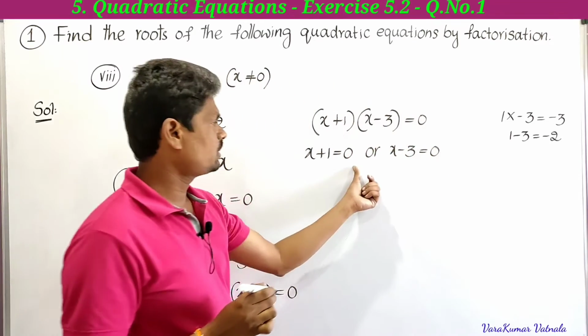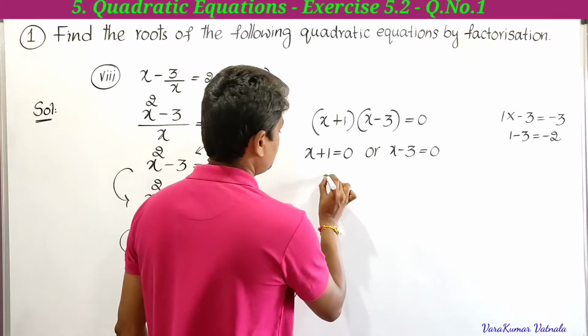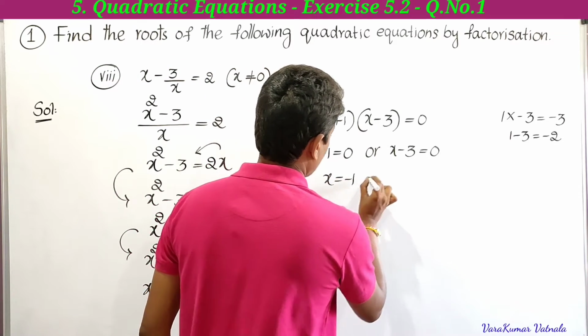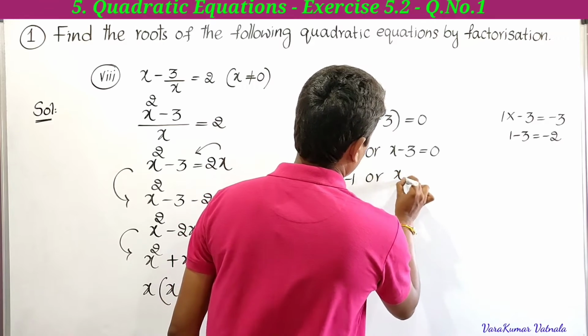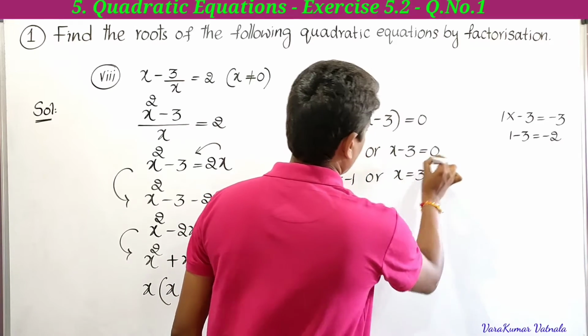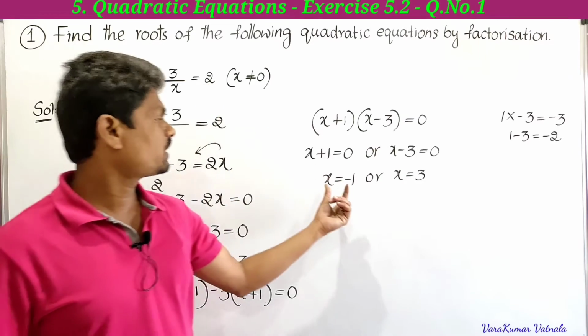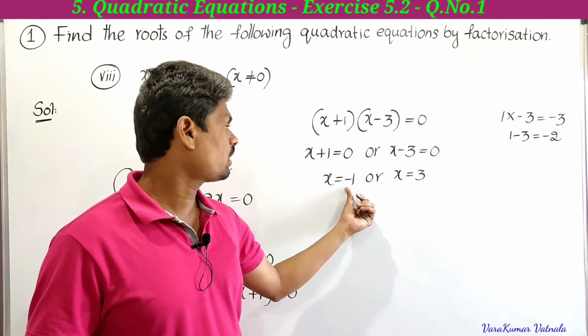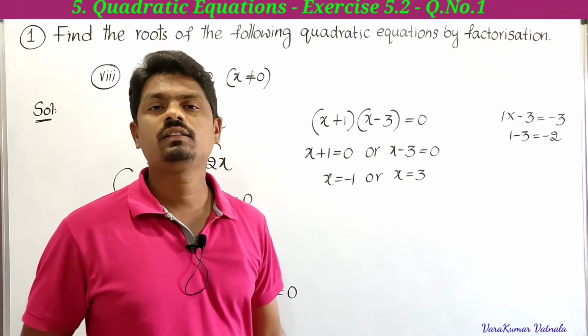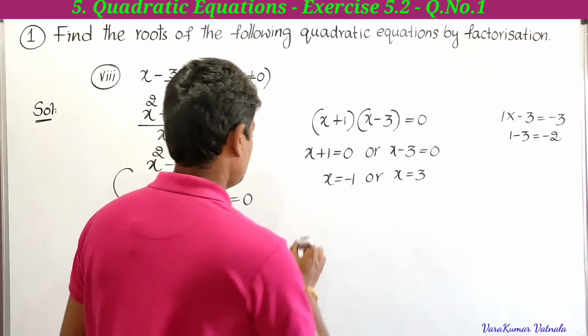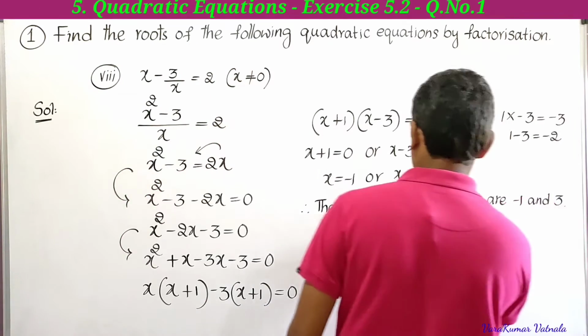So take plus 1 to the right side, it becomes x is equal to minus 1 or x is equal to plus 3. Take minus 3 to the right side, it becomes plus 3. Therefore, the roots of the given quadratic equation are minus 1 and 3. So, that we have to write.